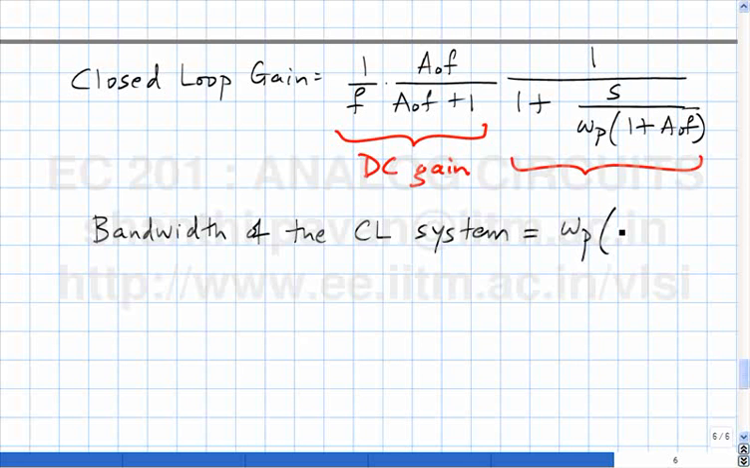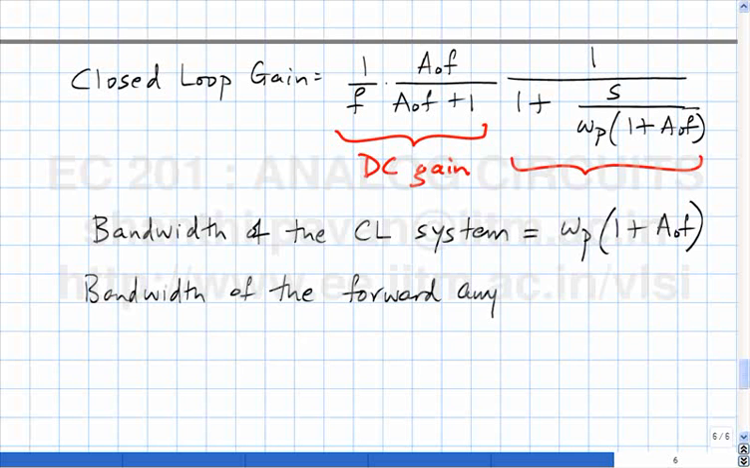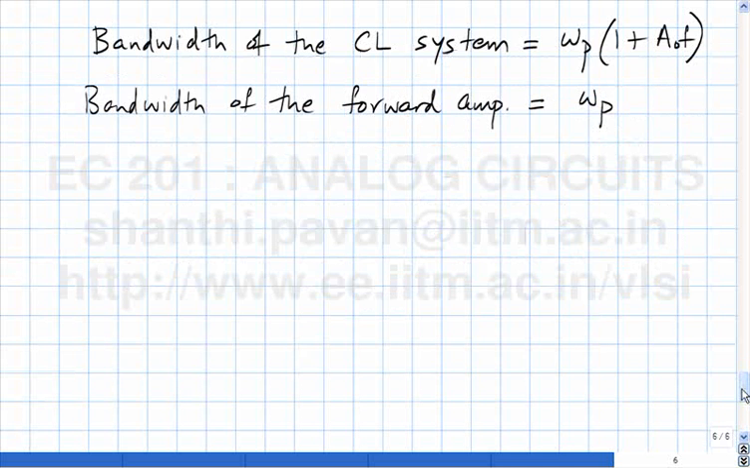Omega p times 1 plus a naught f. What was the bandwidth of the forward amplifier? Omega p. Is this intriguing?